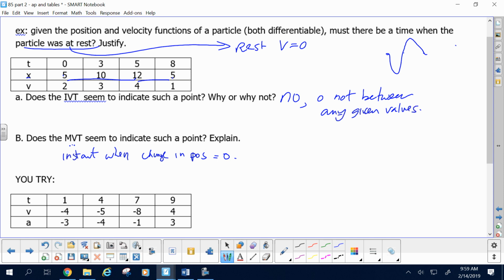We could prove it by saying something like, now here's the hard part, because you have two rows, people frequently get mixed up in saying what's continuous and differentiable. What am I applying MVT to? Position or velocity? Position, okay? So I need to say position is continuous and differentiable.